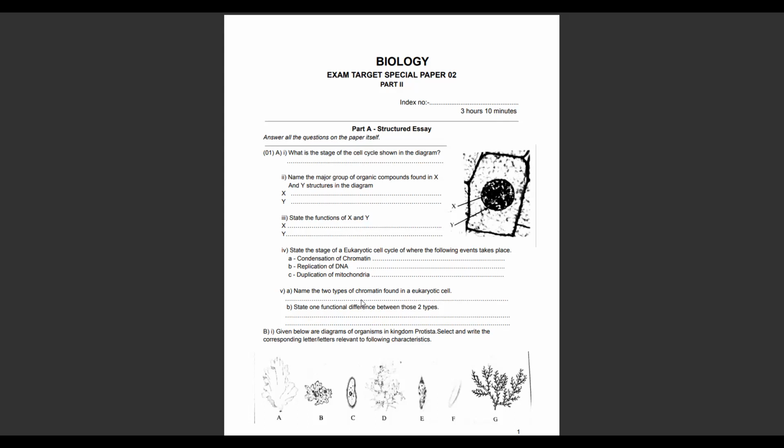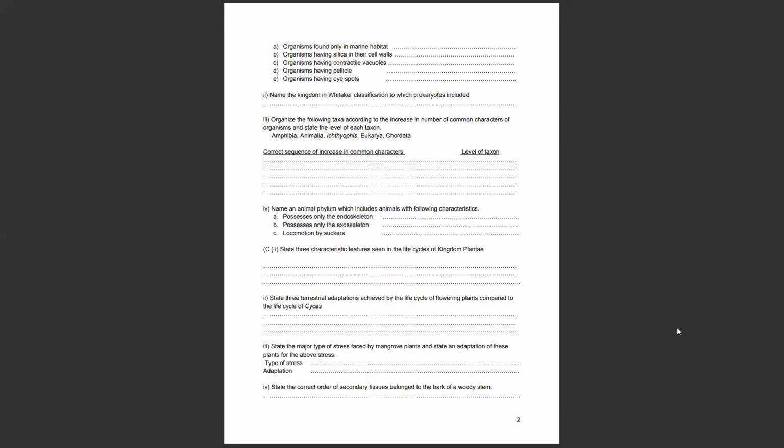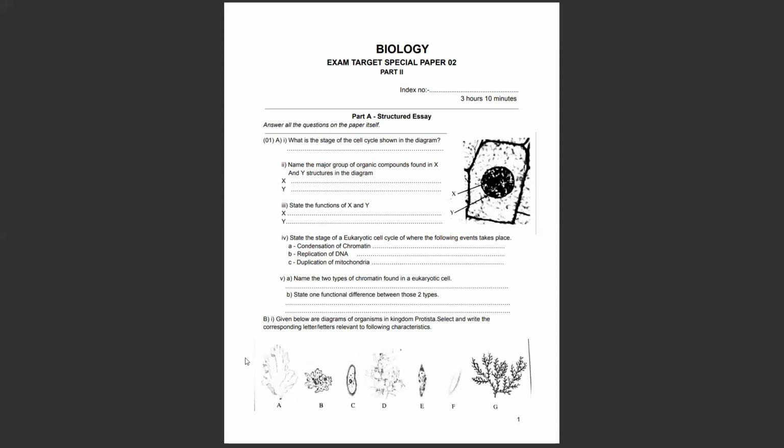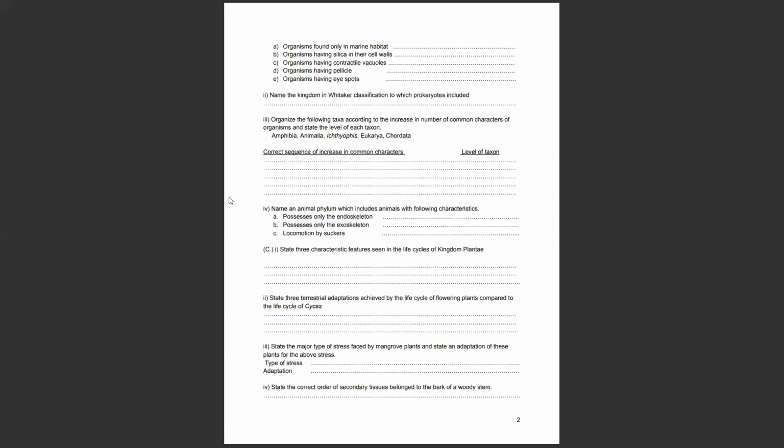Part A, name 2 types of chromatin found in the eukaryotic cell. Euchromatin and heterochromatin. Part B, state 1 functional difference between those 2 types. Euchromatin genes are probably active in transcription, but heterochromatin are inactive. 1 mark. Then, next part, look at the next question. They have given some figures, right? The diagrams of organisms belonging to kingdom Protista. Select and write the corresponding letters relevant to the following characteristics. Part A, organism found only in marine habitat.